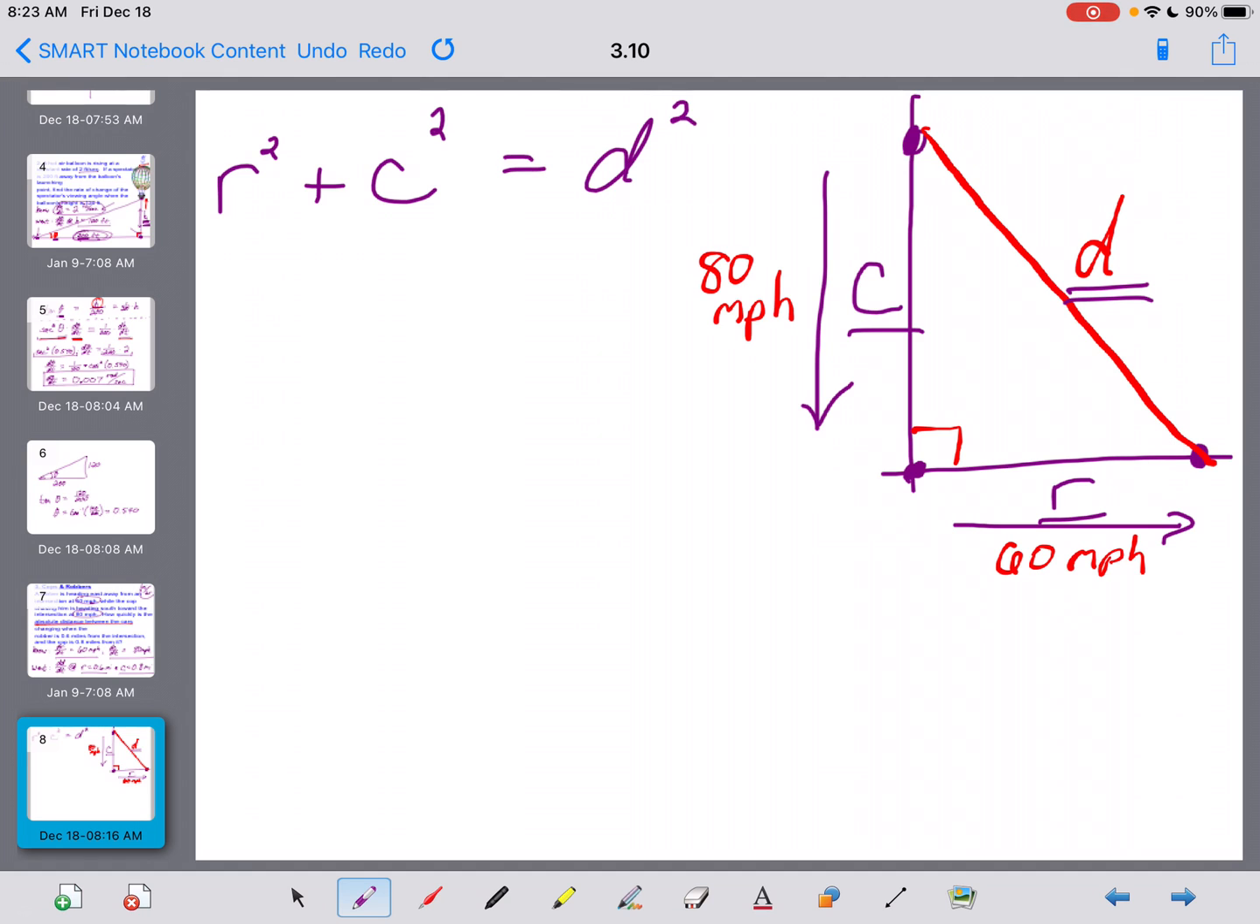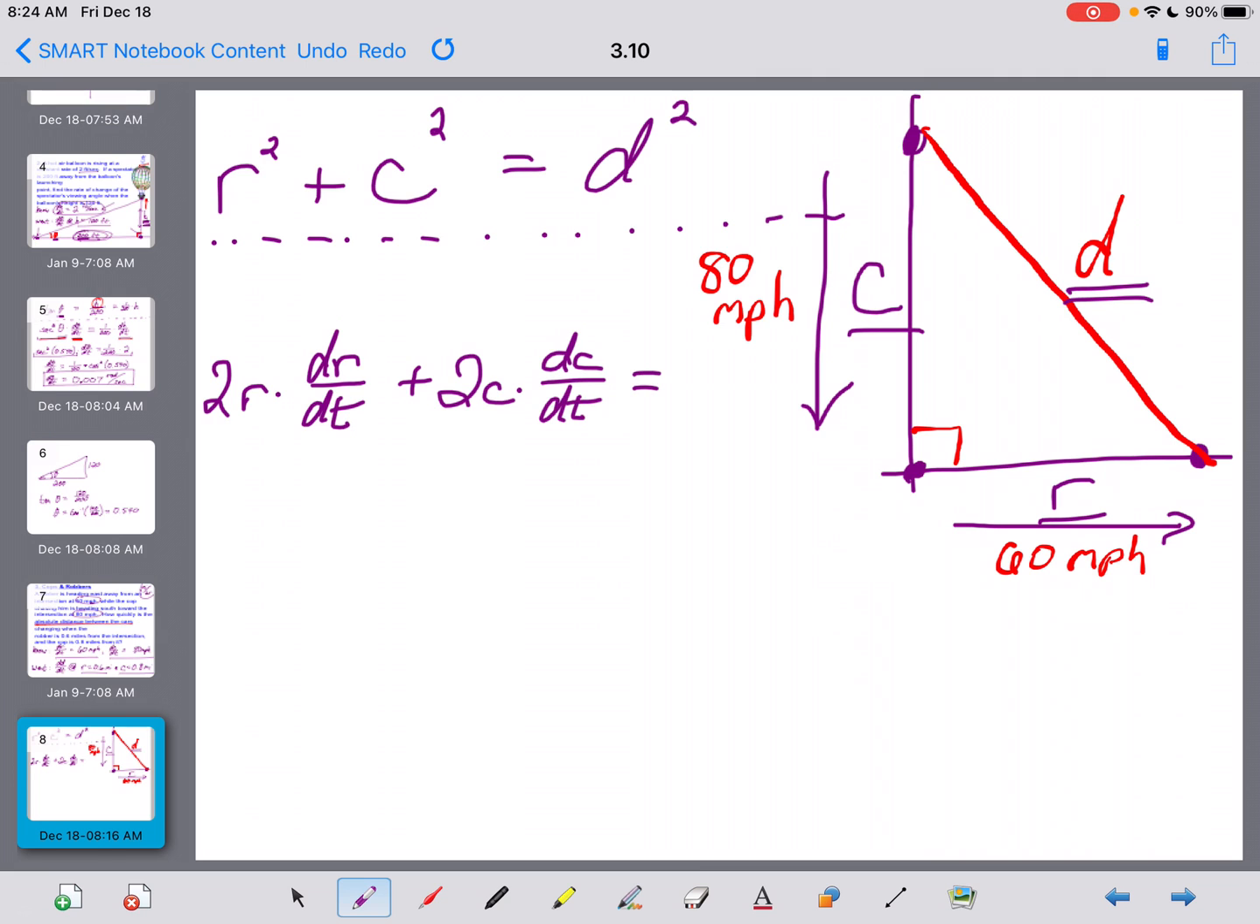And if I only knew one derivative and I was trying to find a second, we'd have to find a way to relate these quantities together. But lucky for us, we're good with all 3 of them. We know the derivatives of dr dt and dc dt, and we're looking for dd dt. So here we go, guys. The derivative of r squared is going to give us a 2r times the derivative of r with respect to time. Gotcha. Plus, the derivative of c squared is going to be a 2c multiplied by the derivative of c with respect to t. And that equals now, I think you get it, the right side is going to be 2d multiplied by dd dt.